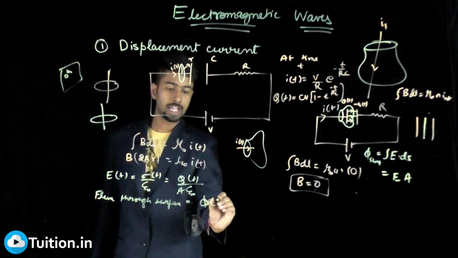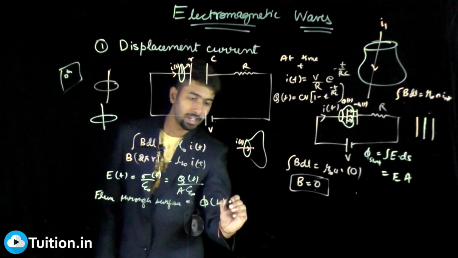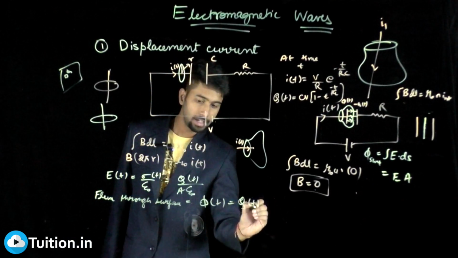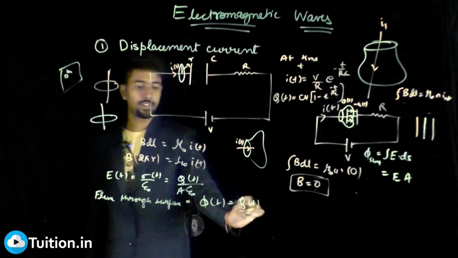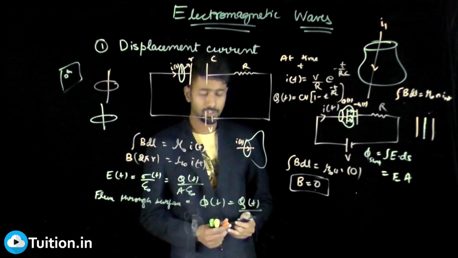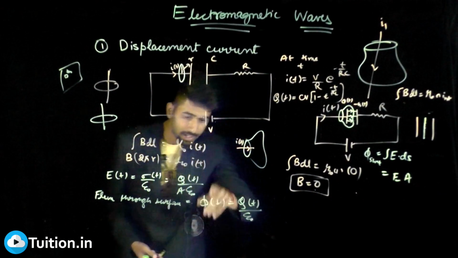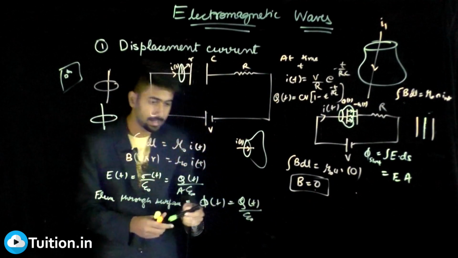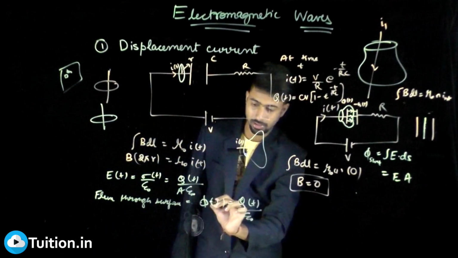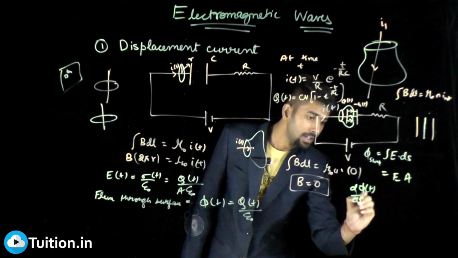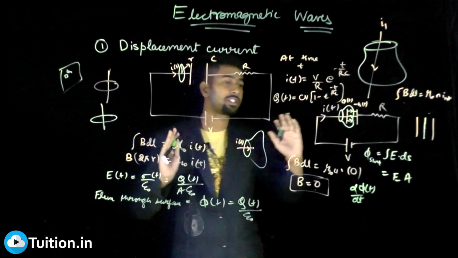Phi will be a function of time because when you multiply A there, E(t) times A will be nothing but Q(t) by epsilon naught, right? And because charge is a function of time, flux also will be a function of time. So in fact, if I differentiate this flux with time, if I do d phi of t by dt, so understand how I started the proceedings.